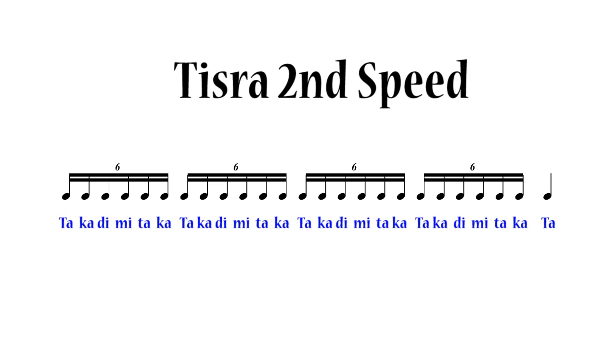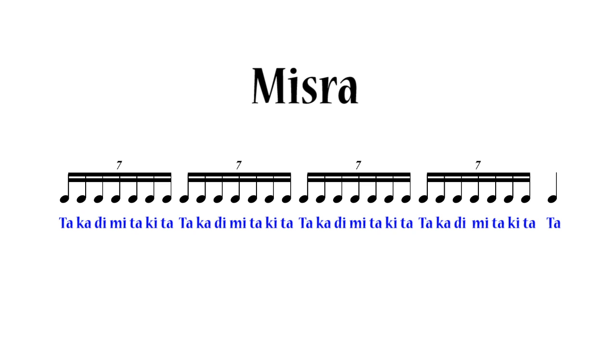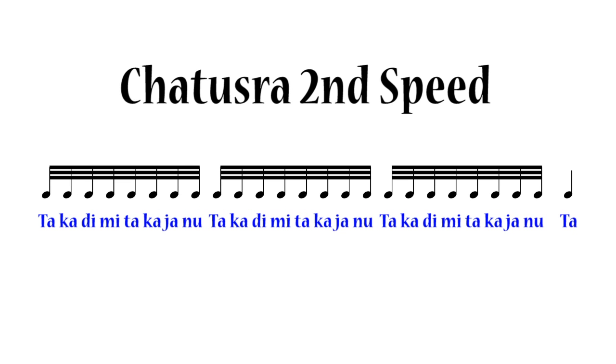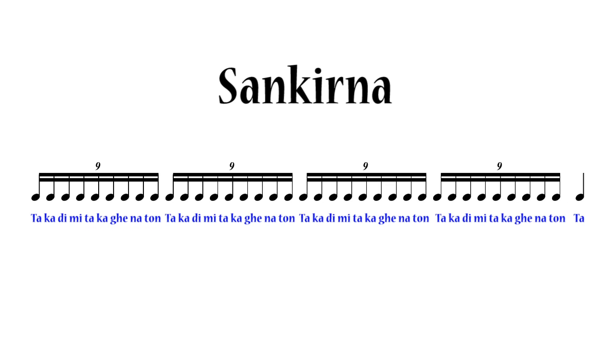Tisha second speed. Taka-di-mi, taka, taka-di-mi, taka, taka-di-mi, taka, taka-di-mi, taka, ta. Misha. Taka-di-mi, taka-ta, taka-di-mi, taka-ta, taka-di-mi, taka-ta, taka-di-mi, taka-ta, ta. Chatusha second speed. Taka-di-mi, taka-janu, taka-di-mi, taka-janu, taka-di-mi, taka-janu, ta. Sankirna. Taka-di-mi, taka-gina-ton, taka-di-mi, taka-gina-ton, taka-di-mi, taka-gina-ton, taka-di-mi, taka-gina-ton, ta.